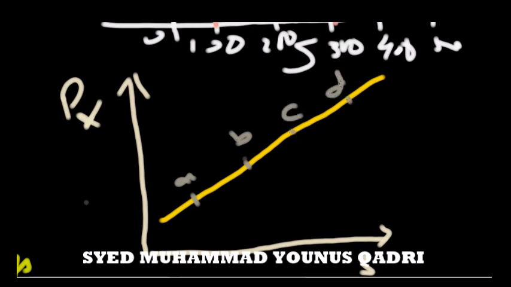Now, if the cost of production is increasing, because the wages are increasing, the cost of production also increases. Then what will happen to the supply curve? If the cost of production increases, supply will decrease.